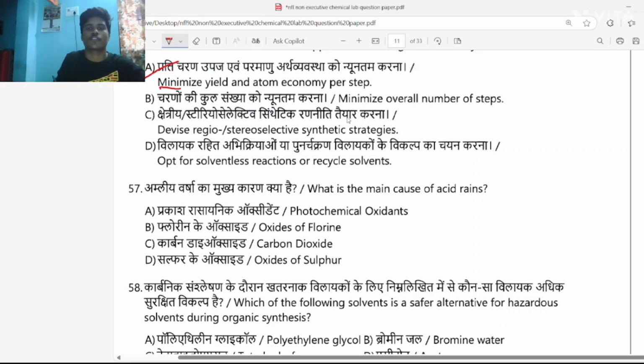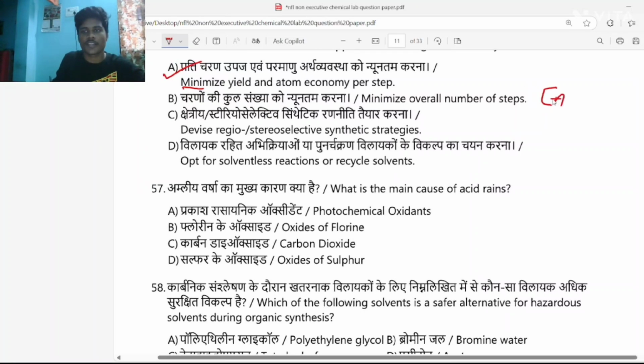Minimize overall number of steps. Yeah, that is a green step. And devise stereoselective synthetic strategies. Yes. Opt for solventless reactions or recycle solvents. Yeah, these are principles of green chemistry. The first one is not. Minimize yield and atom economy per step is the answer.